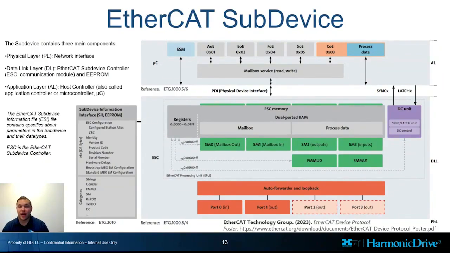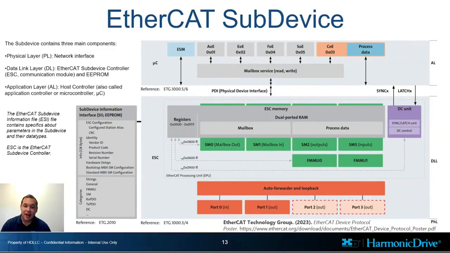EtherCAT subdevice file. The top layer is the different types of communication protocols. The data link layer shows what's happening inside your sub-device controller. Specifically, you have things such as mailboxes, you have sync managers, and you have field bus memory management units. And what's happening here is these elements are used to store information about your sub-device, as well as monitor communications and configure data objects for that sub-device.